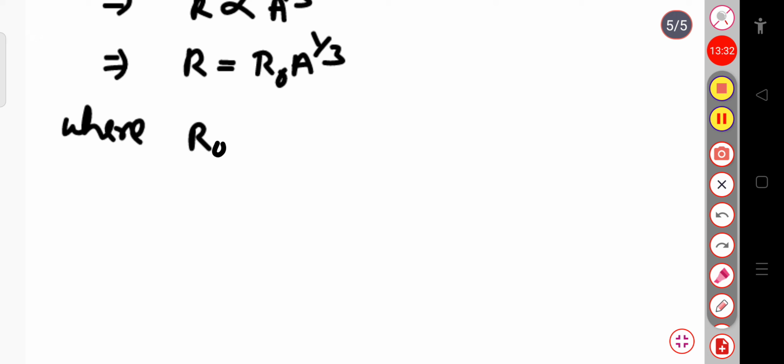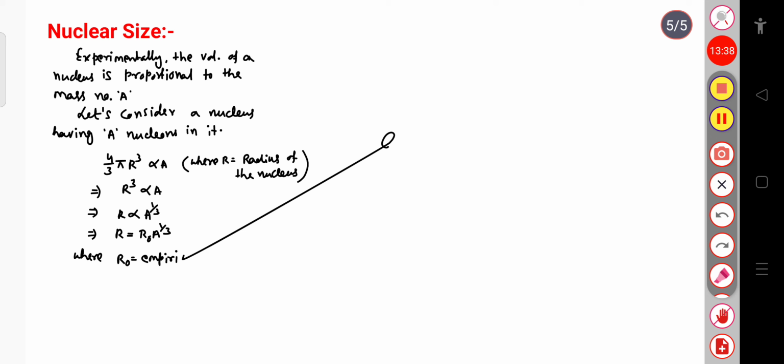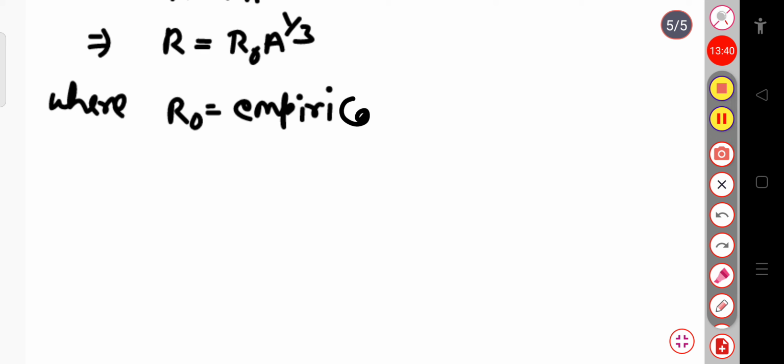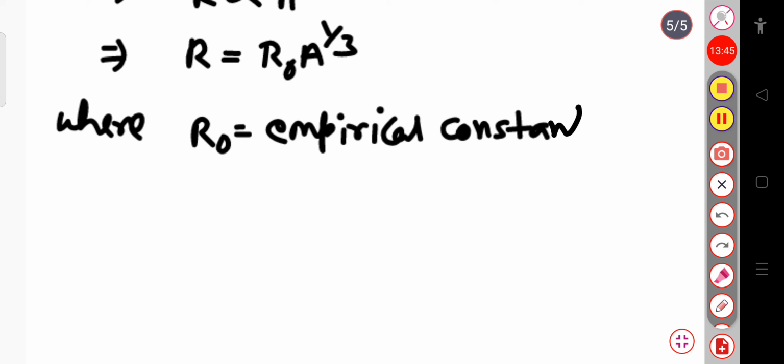is known as the empirical constant, and its value will be equal to 1.2 into 10 power minus 15 meter. Okay. So this is the empirical constant, and its value will be 1.2 into 10 power minus 15 meter.